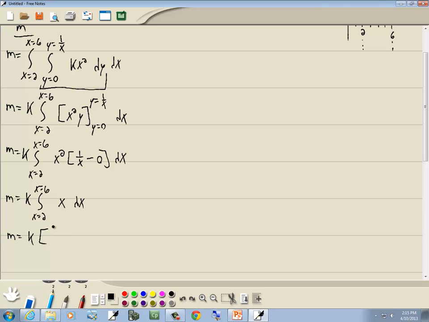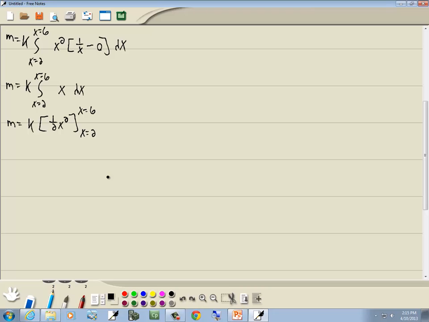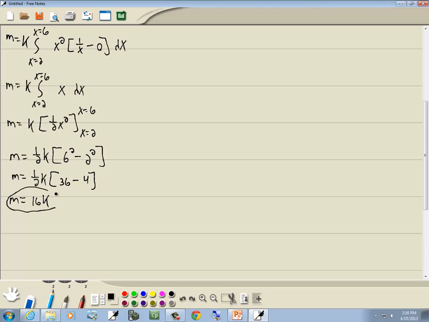Okay, so now we'll take the integral of x, which is 1/2 x squared. You add 1 to your power, divide by the new power. From x equals 2 to x equals 6. The 1/2 I can put out in front, so we got 1/2 k. And I'll plug in a 6 for the x, so we got 6 squared minus, and I'll plug 2 in for the x, so we got 2 squared. So we got 1/2 k. 6 squared is 36, minus 2 squared, which is 4. The 36 minus 4 is 32, times a half gives us 16. So our mass is 16k.